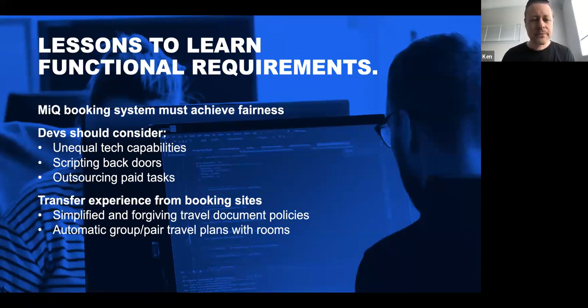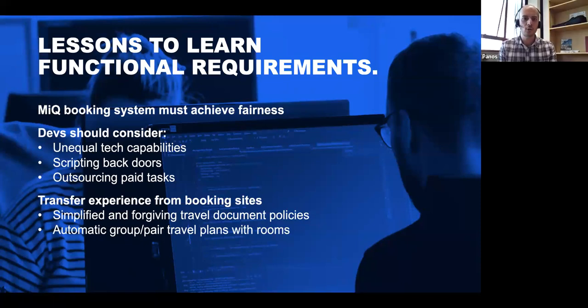Exactly. Thanks. So we started our analysis with the functional requirements, and as most of you remember, functional requirements are what our software needs to be doing. We'll be talking about non-functional requirements in a while, which are the constraints around our software. An important consideration here is that this MIQ booking system has to be able to achieve fairness, because essentially this is what the people who use it would want.